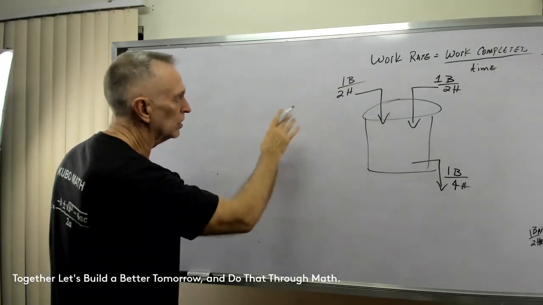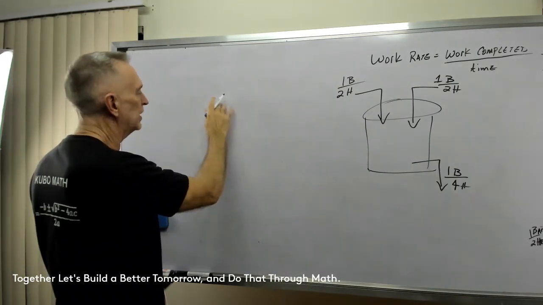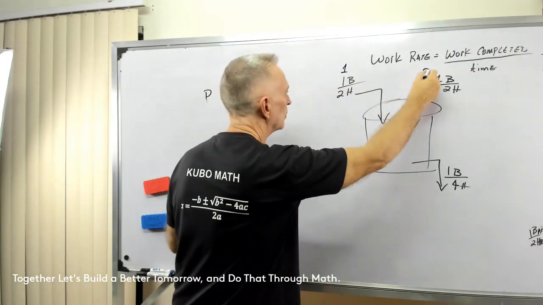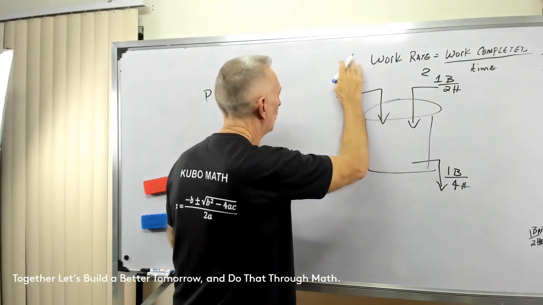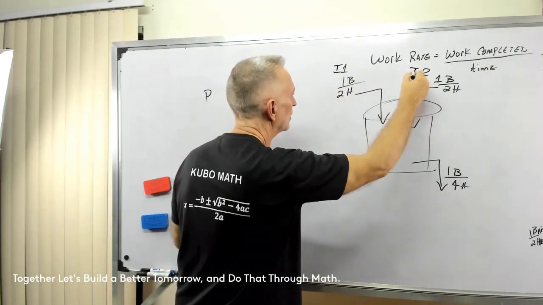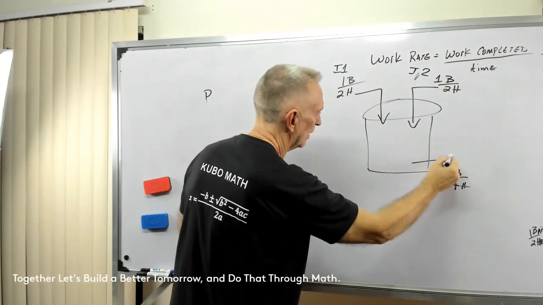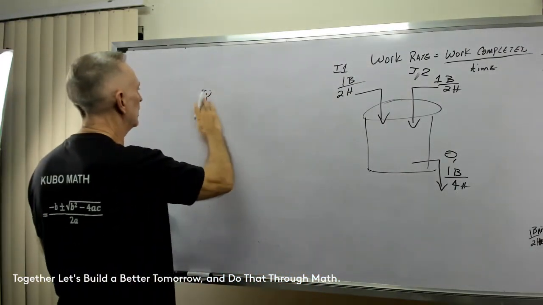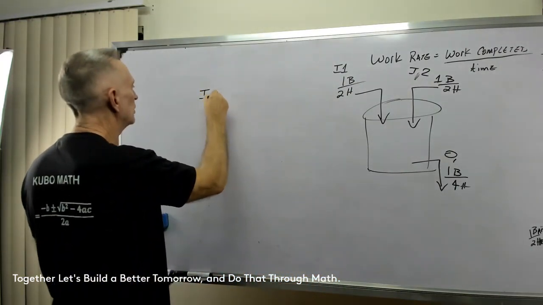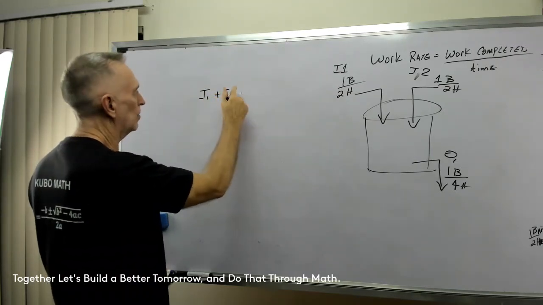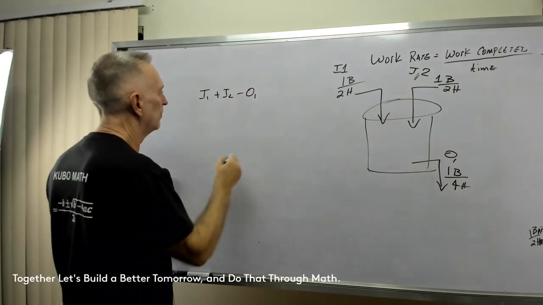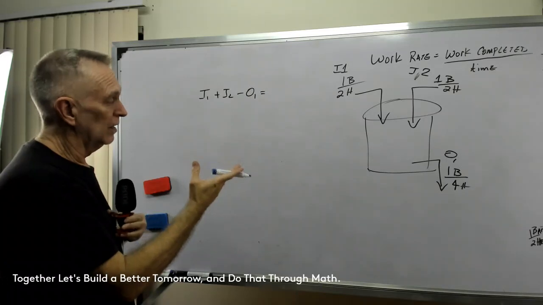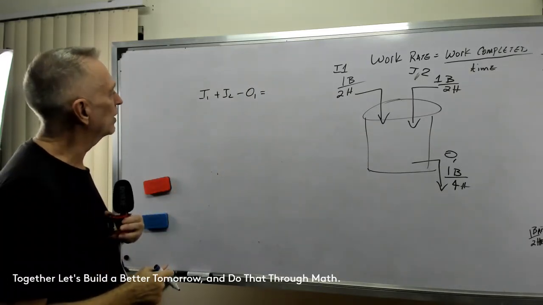So what's the work that's completed and per time? Well, we'll call this one number 1, this one number 2, or inlet 1, inlet 2, and outlet 1. So you've got the inlet 1 plus inlet 2, whatever their rates are, minus outlet 1. Okay, that equals something about the length of time it's going to take to fill this thing up.